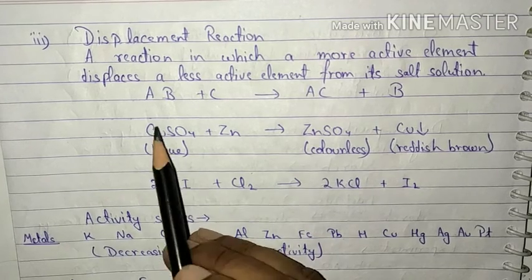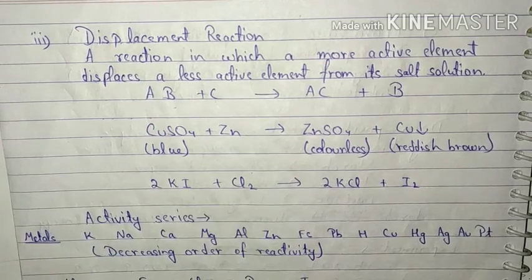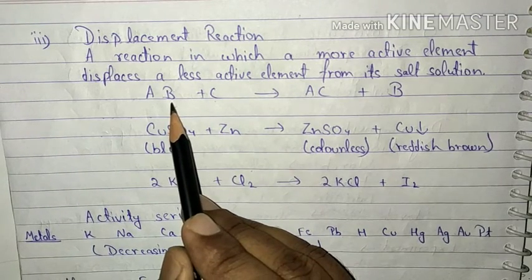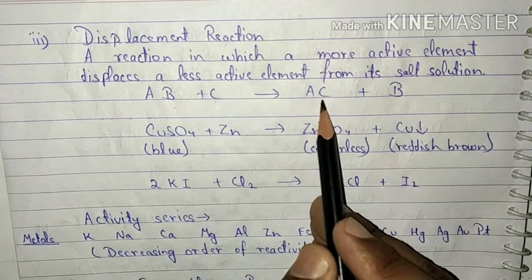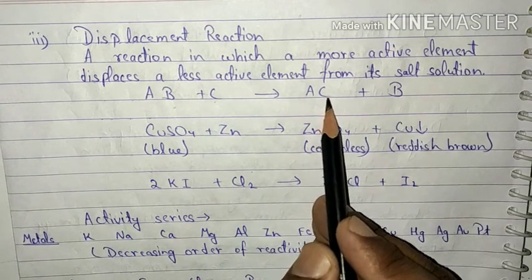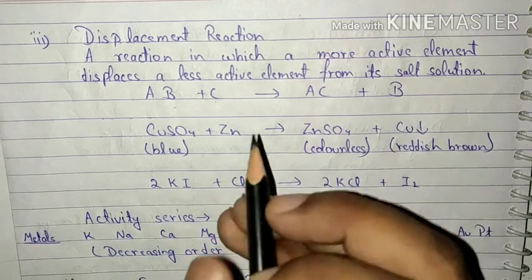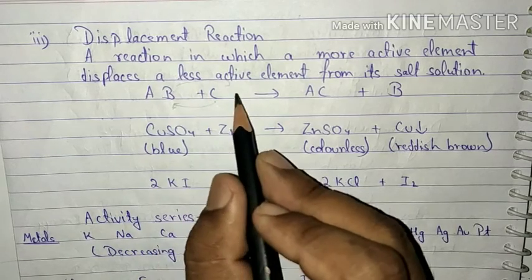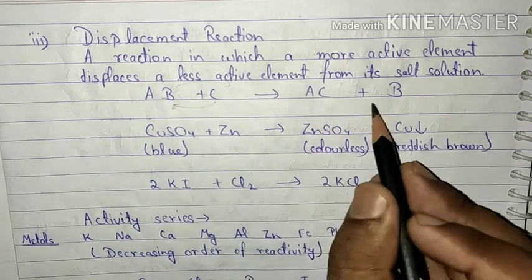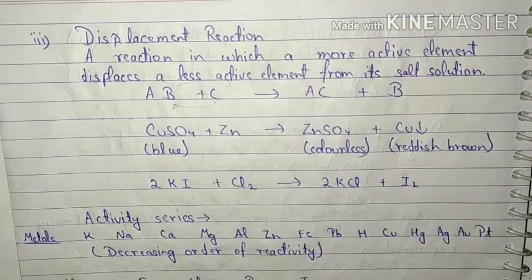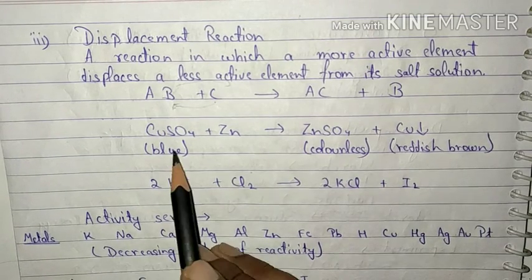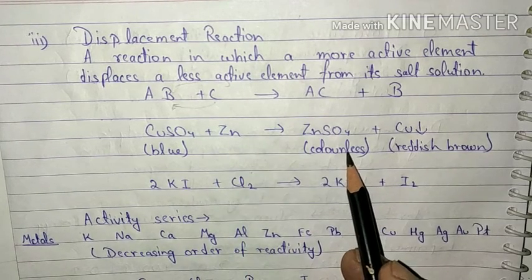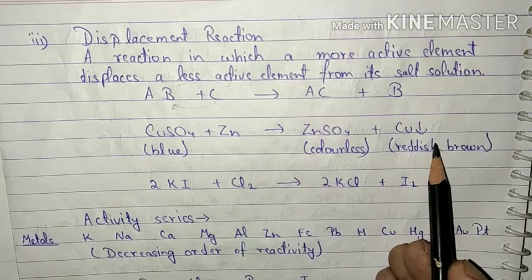As you can see over here, we had a salt AB, and because C is more reactive than B, what has it done? It has taken the place of B, whereas B moves out. That is, this C went on over here and this B got removed. So what we had? AC plus B. Let's have a look at an example. Copper sulfate on reaction with zinc gives zinc sulfate and copper particles settle at the bottom.